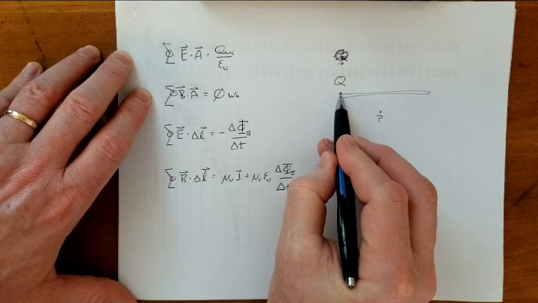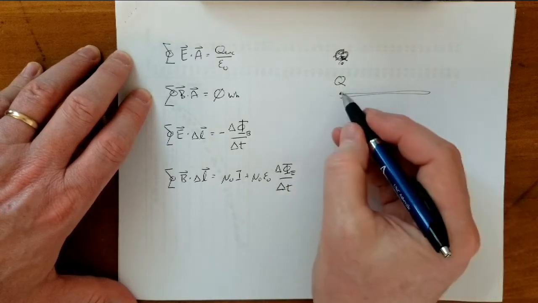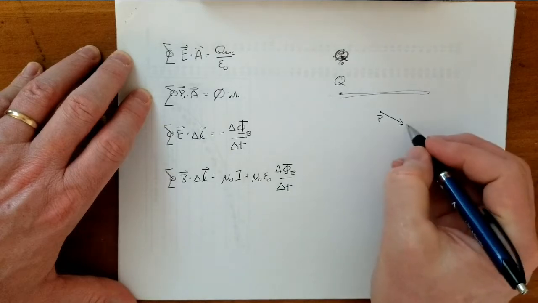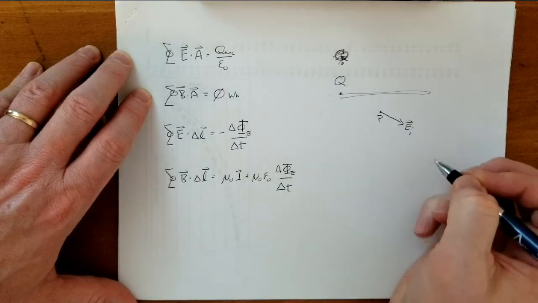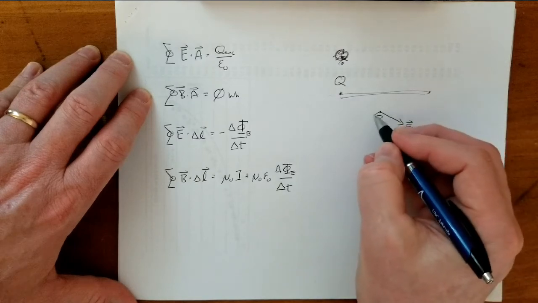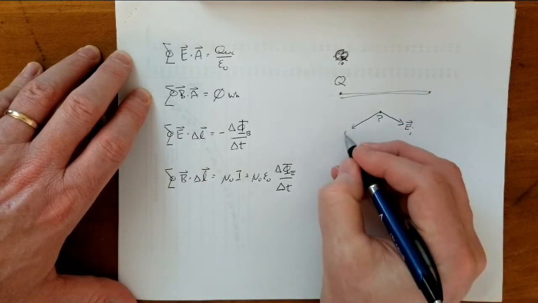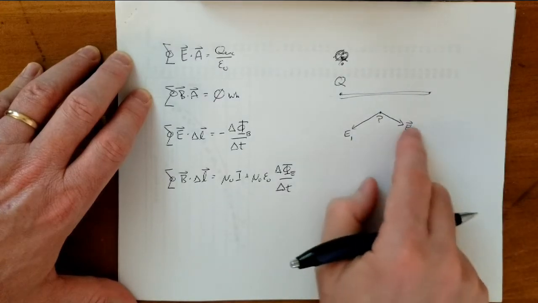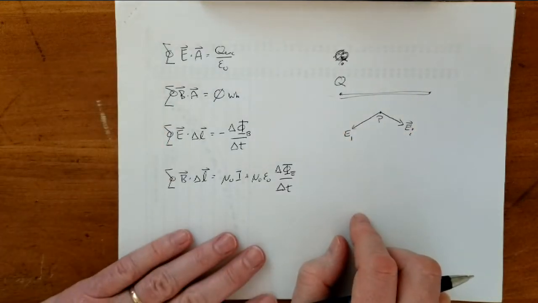When the charge is first sitting there, and we'll assume it's a positive charge for the sake of argument, the electric field is in that direction. That's the initial electric field. When it's over here, we'll just call it point 1, the electric field is now pointing in that direction. So my electric field changes.